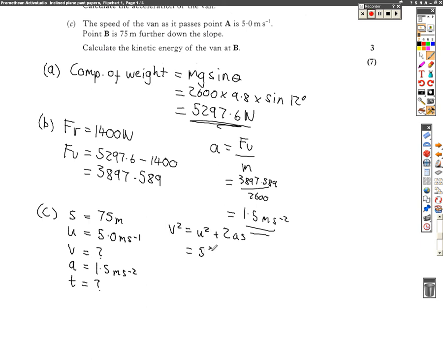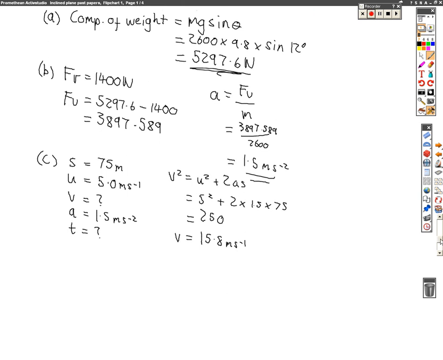So u squared, 5 squared, plus 2 times 1.5 times 75. Calculate that out, you'll get 250. Square root of 250 is 15.8 meters per second. That's not our final answer though, because we're asked for what the kinetic energy is. So we just need to plug that final velocity into Ek equals a half mv squared. So a half times 2600 times 15.8 squared will come out as being 325,000 joules. And that's your final answer.